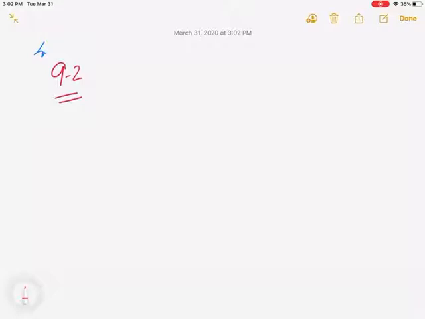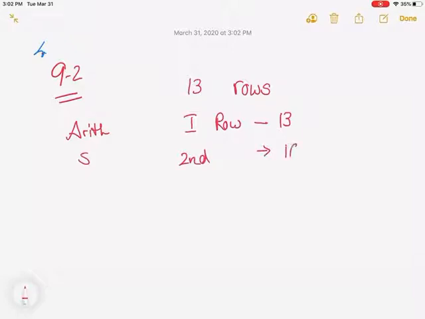The numbers of seats in the first 13 rows in a section of an arena form an arithmetic sequence. Row 1 has 13 seats and row 2 has 16 seats. How many seats are in row 13? Row 13. All right, that's what we are solving for. Thank you, sir. Really appreciate that.